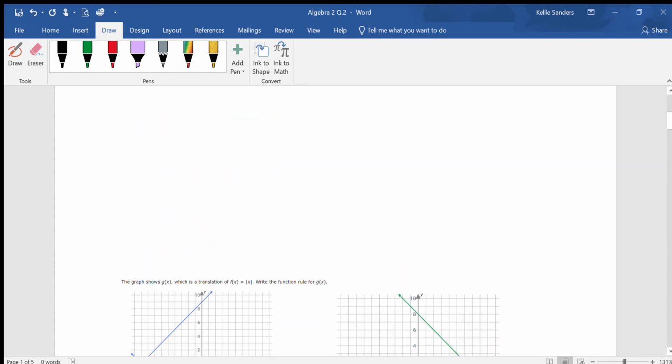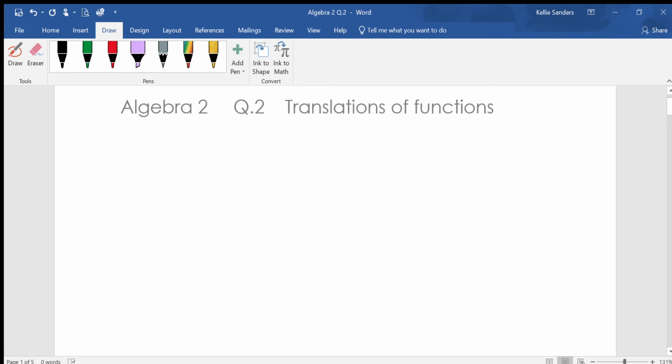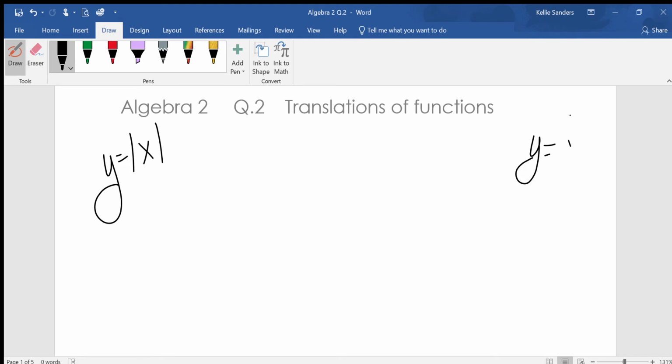So before, I didn't think about this when I was making the notes on Q2, but before we do the actual problems in Q2, I need to tell you just a few things. And I could make this really, really long, or I can just kind of show you what's going on.